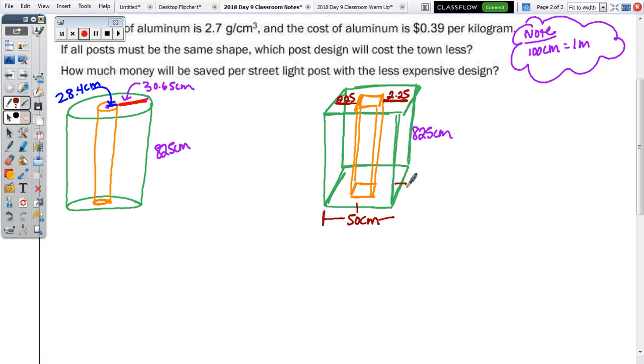What did it tell us? So we need to find the volume of the inner rectangular prism. So I need the dimension of an edge of our square base. Okay, so if I take the 50 centimeters and I subtract the 2.25 and 2.25, we get a total length for that square base, I'll draw an arrow, of 45.5.